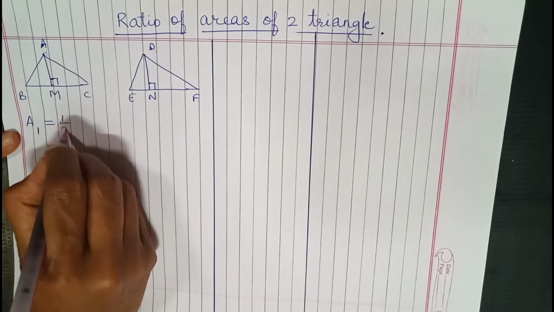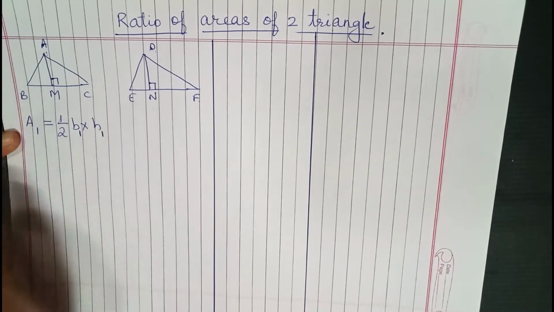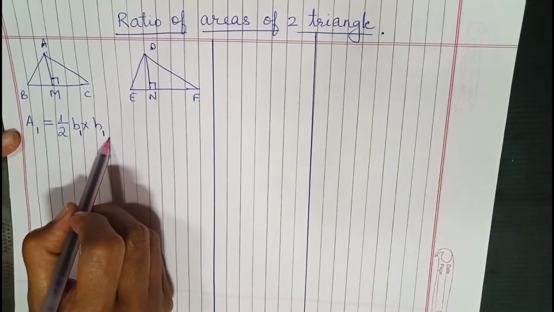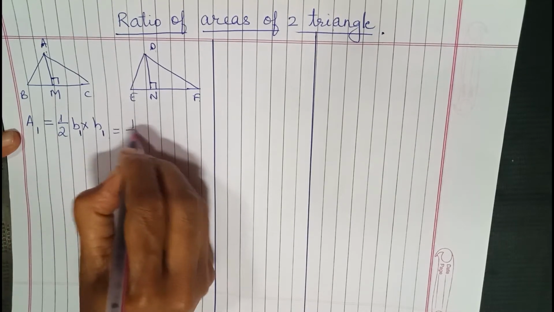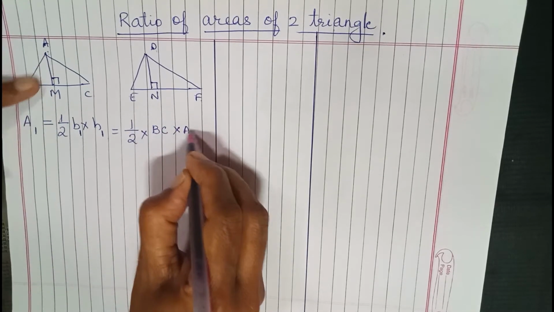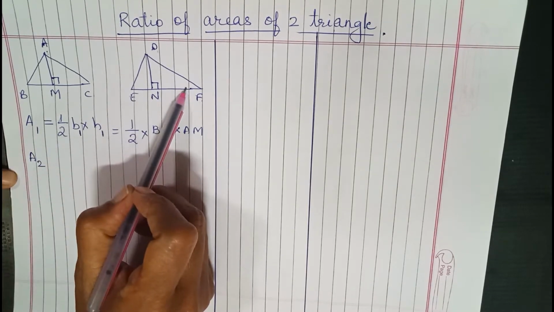The formula is half base into height. I'm using B1 H1, whereas B1 means base of the first triangle, H1 means the height of the first triangle. That is nothing but half of BC, which is the base, into AM, which is the height. Then let's go to A2. A2 is the second triangle.